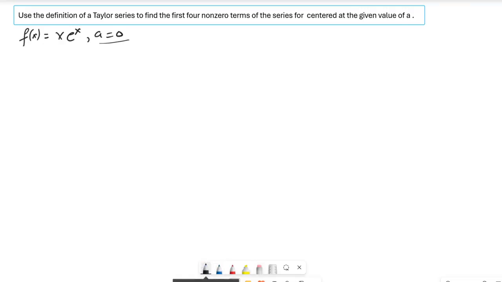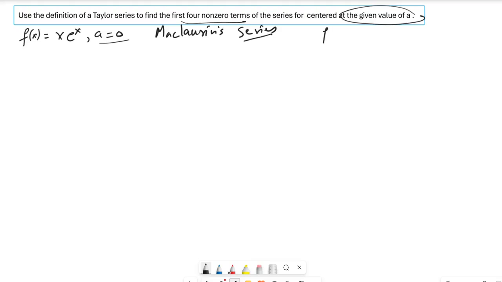The question here is to find the Taylor series, the first four non-zero terms, where a is given. A is zero, therefore basically this is a Maclaurin series also, right? Let's write the formula for the Taylor series.